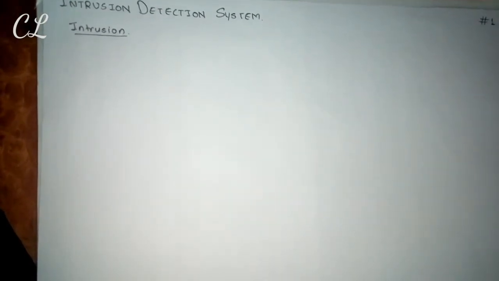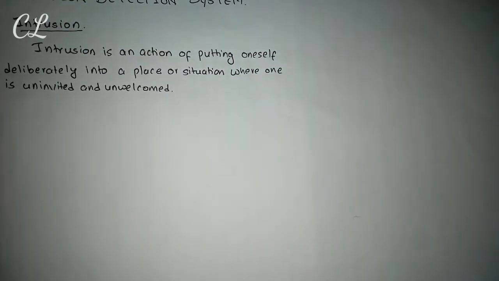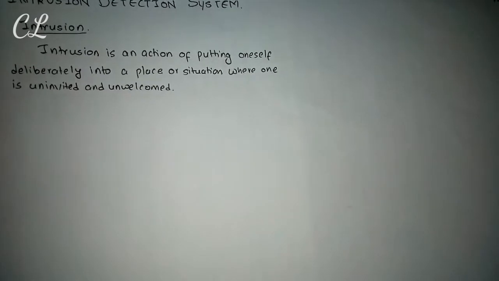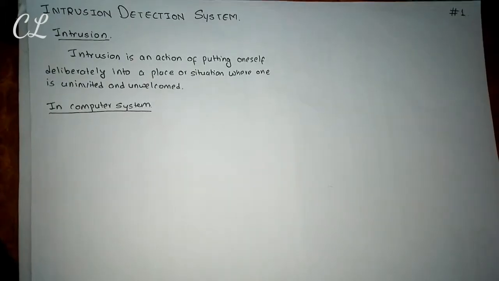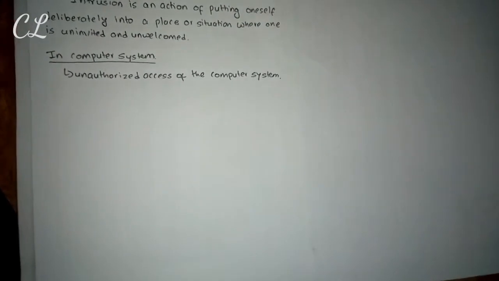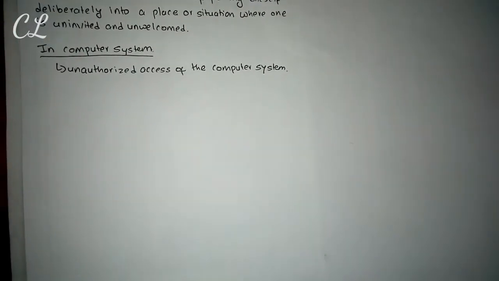So what is intrusion? Basically, intrusion is an action of putting oneself deliberately into a place or situation where one is uninvited or unwelcomed. So what is intrusion in a computer system? It is simply an unauthorized access of the computer system.